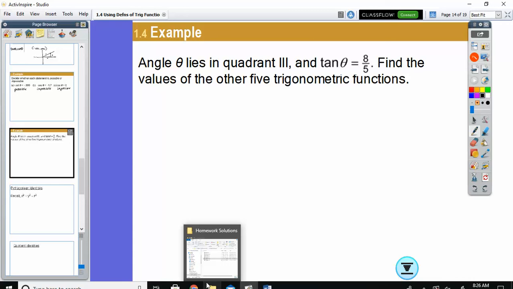Angle theta is in quadrant 3, and tangent of theta is equal to 8/5. I want the other 5 trig functions because I gave you the first one.